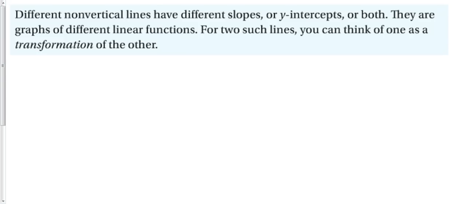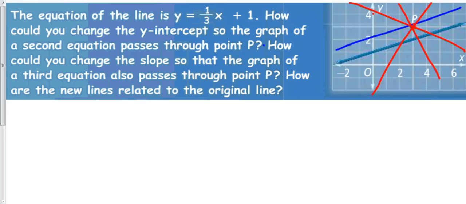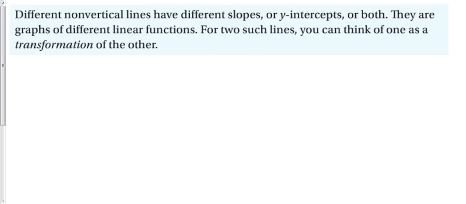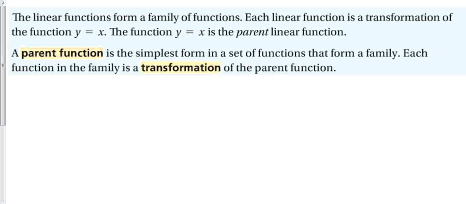Okay? So what we should have gotten out of that quick problem was that different non-vertical lines have different slopes, or y-intercepts, or both, and they are graphs of different linear functions. So you can think of one as a transformation of the other. That's what we just said, right? We can think of the blue line as a transformation of the red line, or the other way around, the red line as a transformation of the blue line. Okay? So that brings us to a couple definitions.